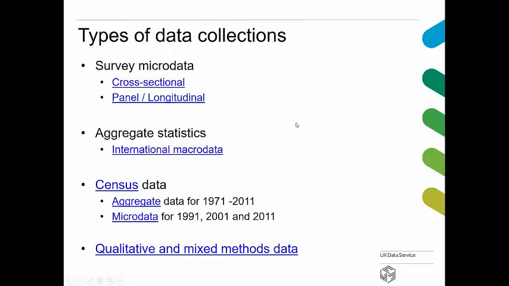What kind of data do we hold? Well, this session is specifically about qualitative and mixed, but just so you know, if you are interested, the majority of our data, at least judging by the number of collections, is quantitative data. We hold over 6,000 collections, of which over 5,000 are quantitative collections. And we hold a wide variety of that data. Survey data, both cross-sectional and longitudinal, aggregate statistics, domestic, international macro data, and the census data, which is aggregate for 71 to 2011, and microdata for the select years listed there. But today, again, I'm just focusing on the qualitative and mixed data.